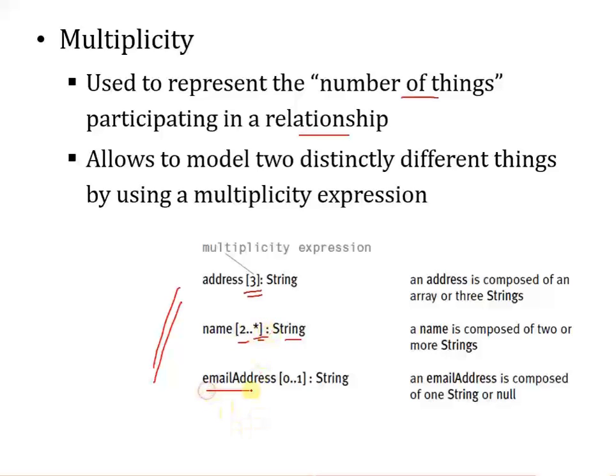Next is email. It is again a string representation which is composed of either 0 or 1. So either you cannot give any email ID or you can give one email ID. So more than that is not possible here. So such a type of number-of-things component is represented using multiplicity adornment.